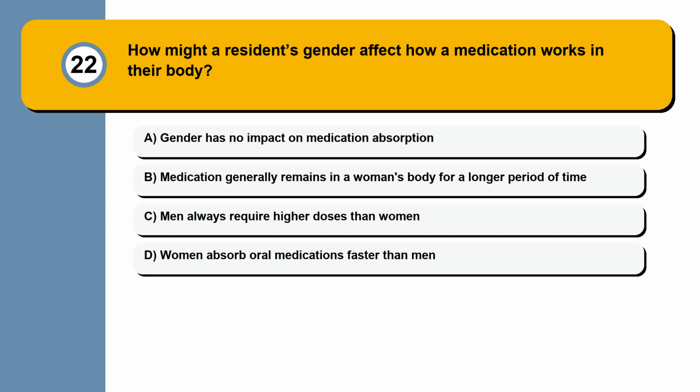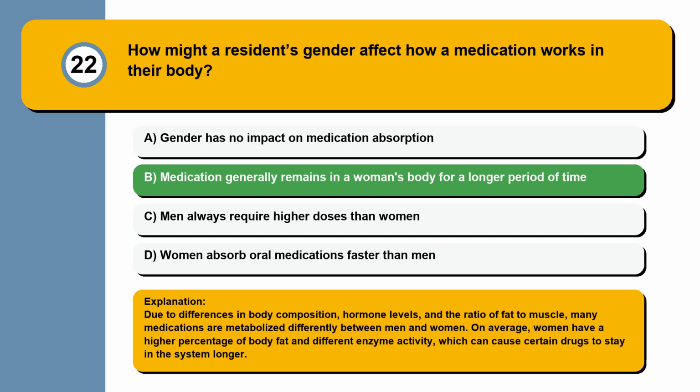Question 22. How might a resident's gender affect how a medication works in their body? Gender has no impact on medication absorption. Medication generally remains in a woman's body for a longer period of time. Men always require higher doses than women. Women absorb oral medications faster than men.